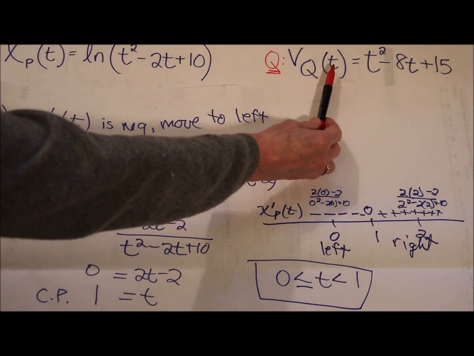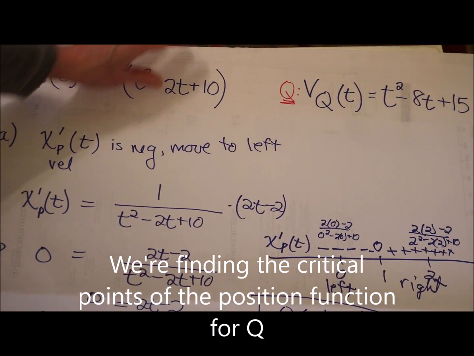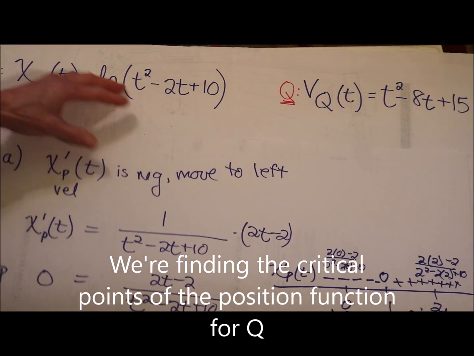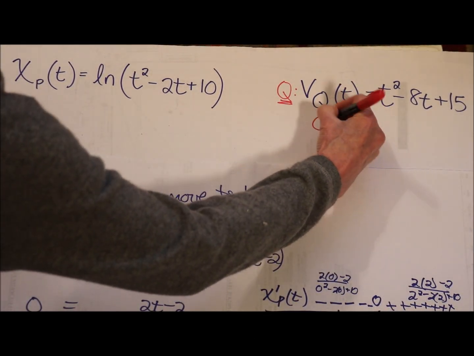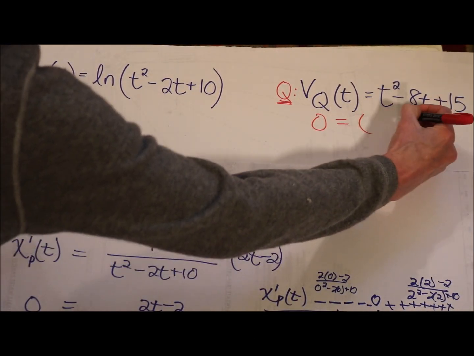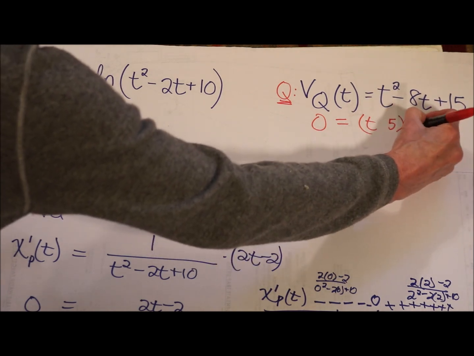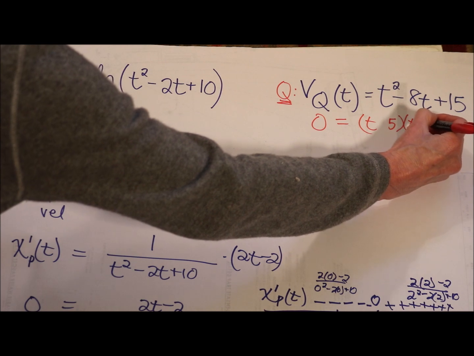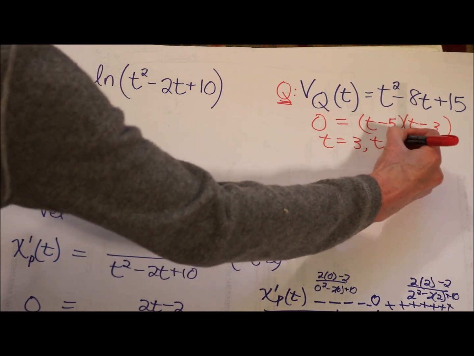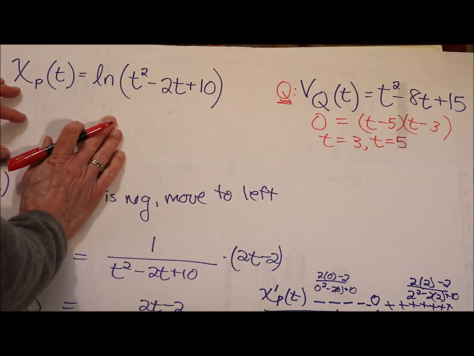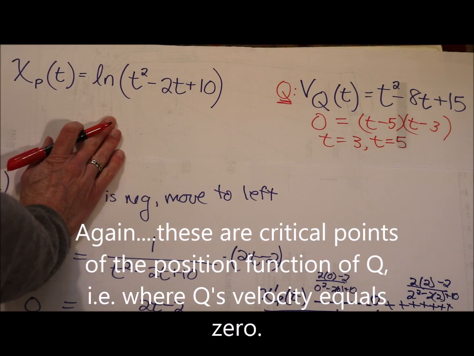I just want to find the critical points of Q, and maybe I can just do that right up here. So the critical points of Q will be when that velocity equals 0 or is undefined. There's no time, this is going to be undefined. I'm going to factor this. You could use your calculator, obviously, since you're allowed to have one. Okay, so I have two critical points. I have a critical point at 3 and a critical point at 5.